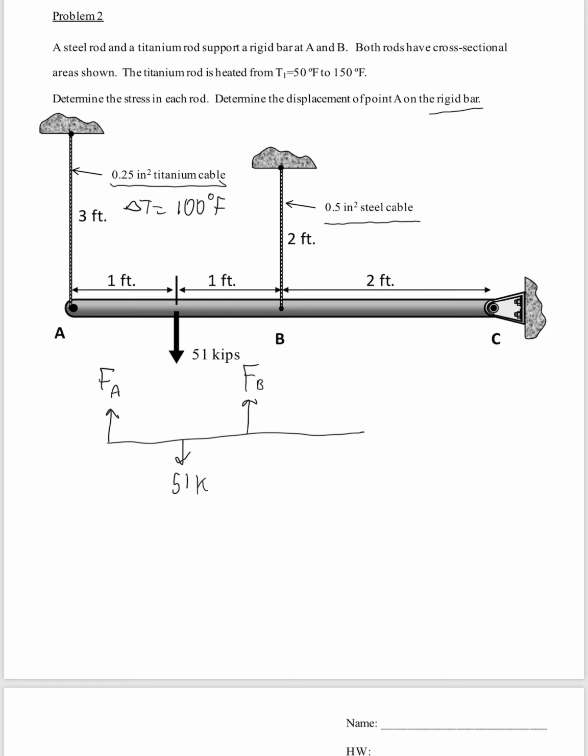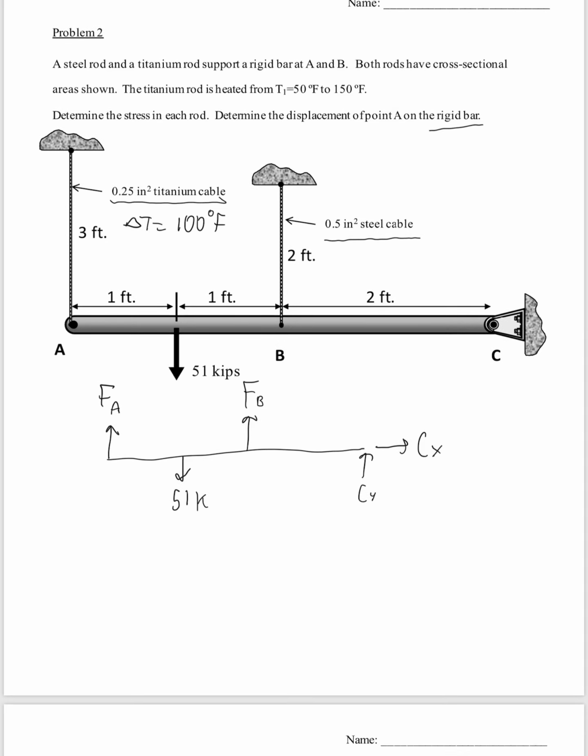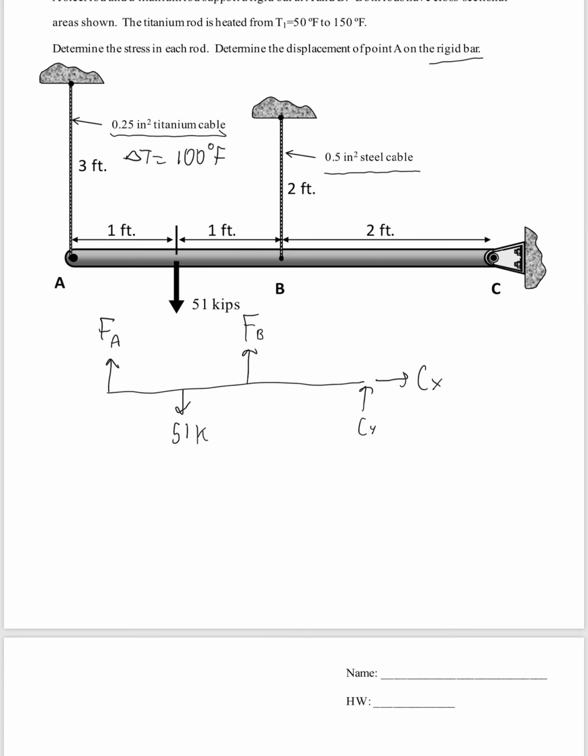And then we have a pin at C, so we'll have CY and CX. We don't really care about CY, CX. We could find them if we wanted, but we only really care about force A and force B. So the one equation here that'll work and get us only those two unknowns is summing moments about C. So we're going to sum moments about C equals 0. It's a static system.